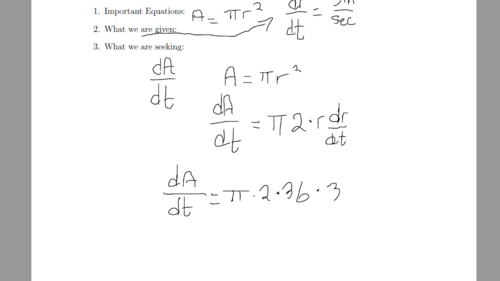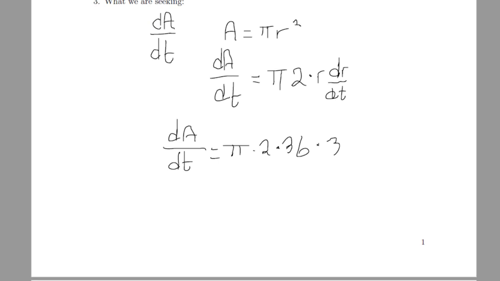All right. I guess it's just 6 cubed, but 6 times 36 is 216. So we'll scroll down a little bit. dA over dt equals 216 times pi. So we know that the area of our ripple is increasing at a rate of 216, I guess that would be square inches times pi per second.